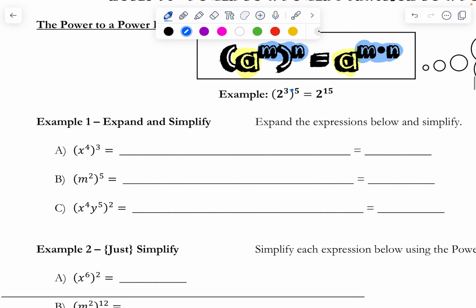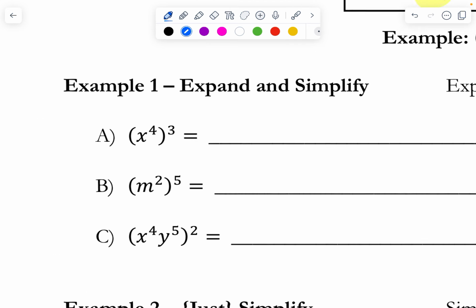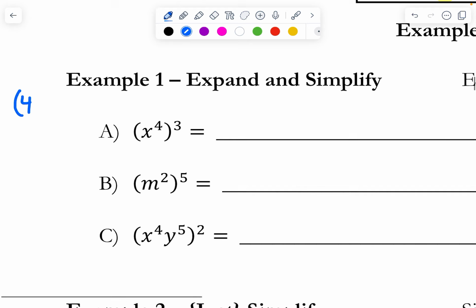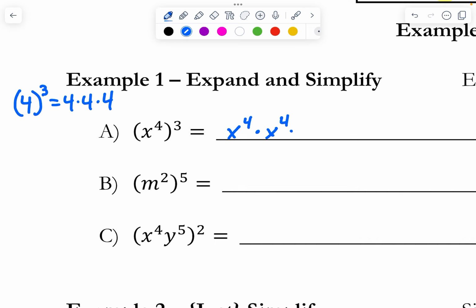Now, why does that work? Well, let's expand to see exactly what that means. If you remember when I taught you about exponents, if we had something like 4 to the power of 3, that's just 4 times 4 times 4, correct? So if we have x to the power of 4 to the power of 3, then this is going to be x to the fourth times x to the fourth times x to the fourth.